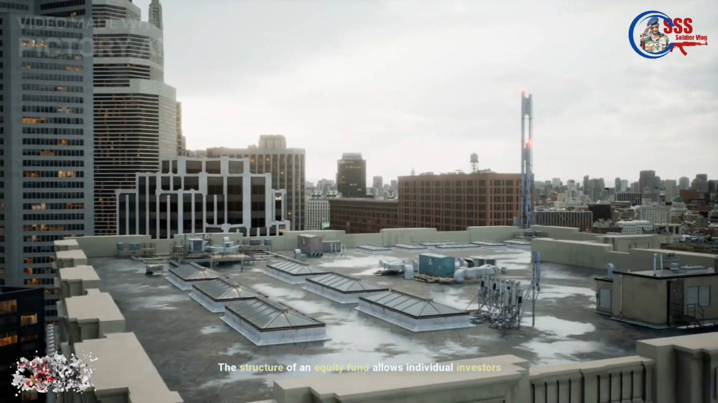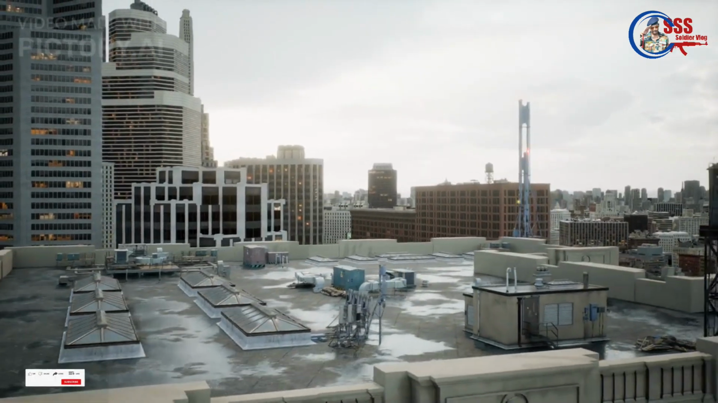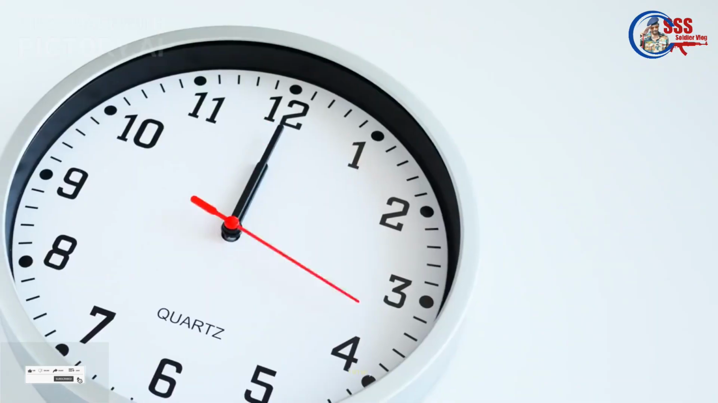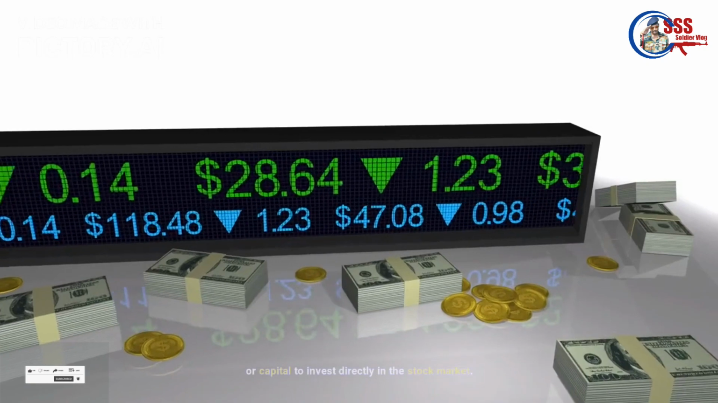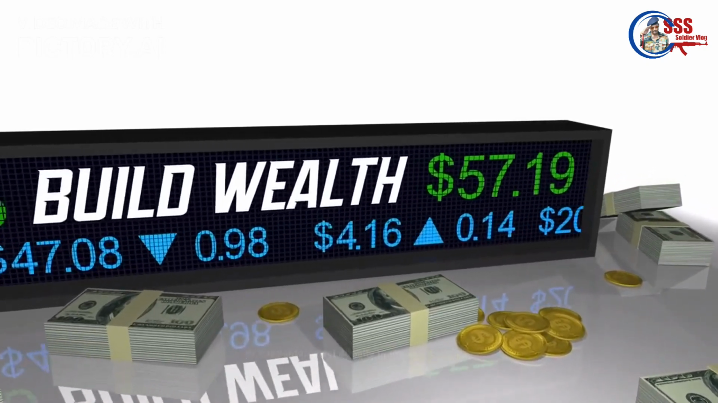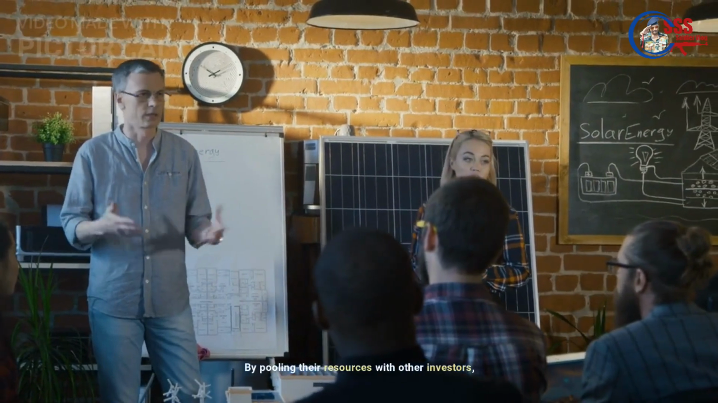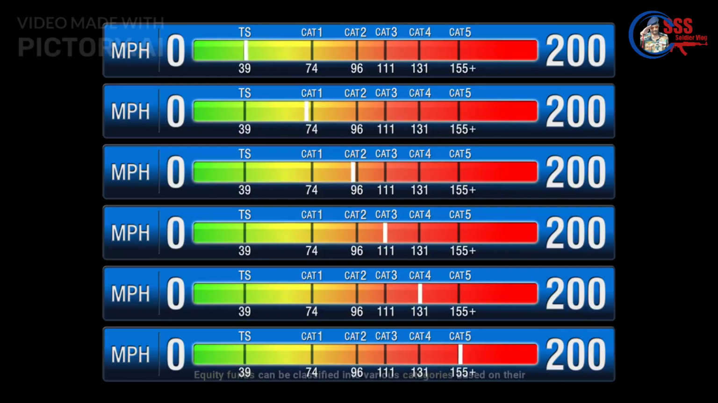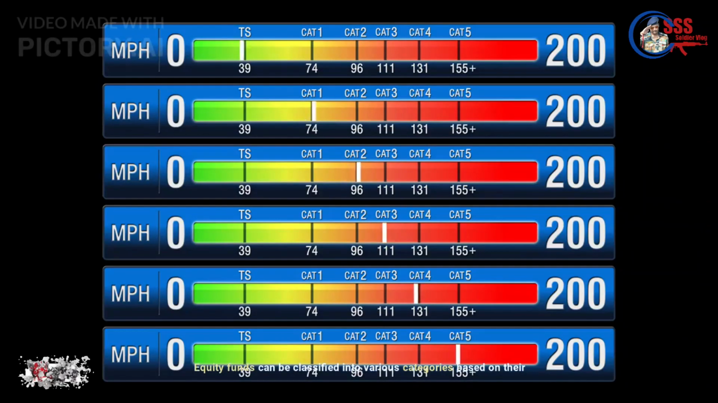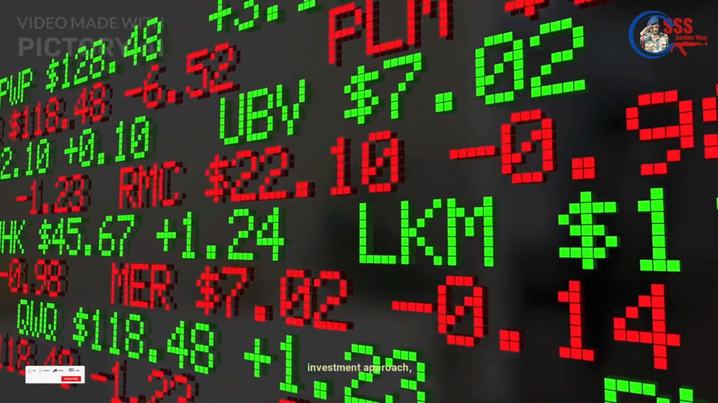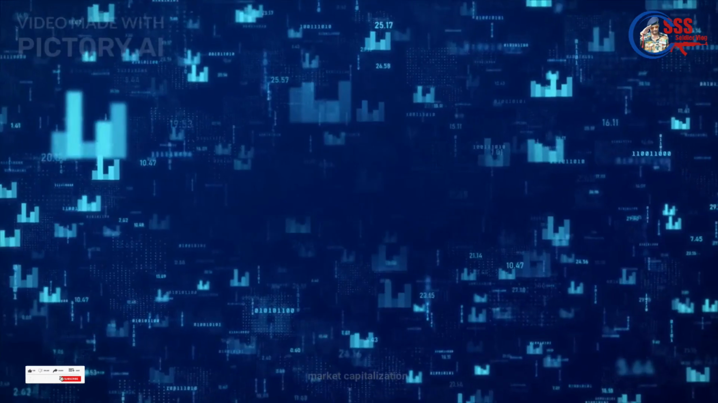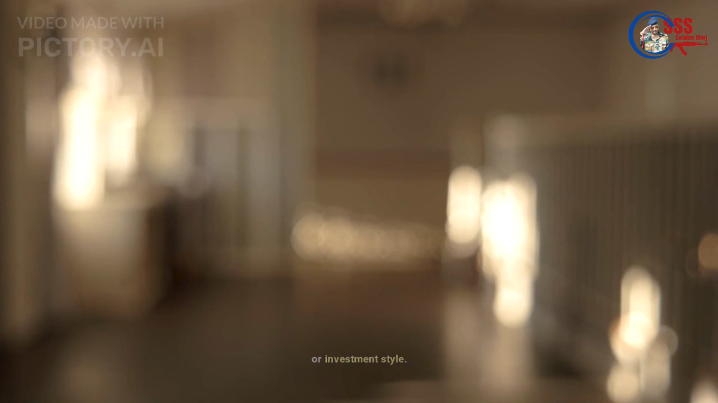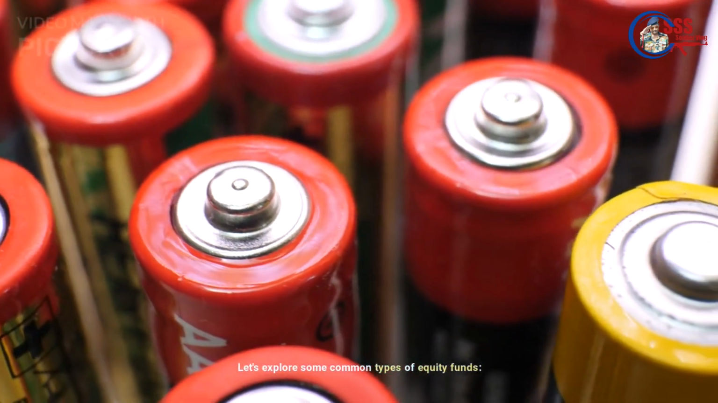The structure of an equity fund allows individual investors to gain exposure to a wide range of stocks, even if they do not have the time, expertise, or capital to invest directly in the stock market. By pooling their resources with other investors, they can enjoy the benefits of diversification and professional management. Equity funds can be classified into various categories based on their investment approach, sector focus, market capitalization, geographic location, or investment style. Let's explore some common types of equity funds.